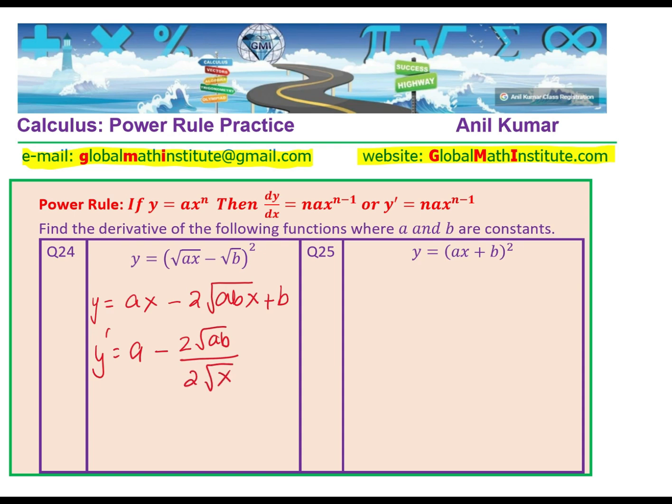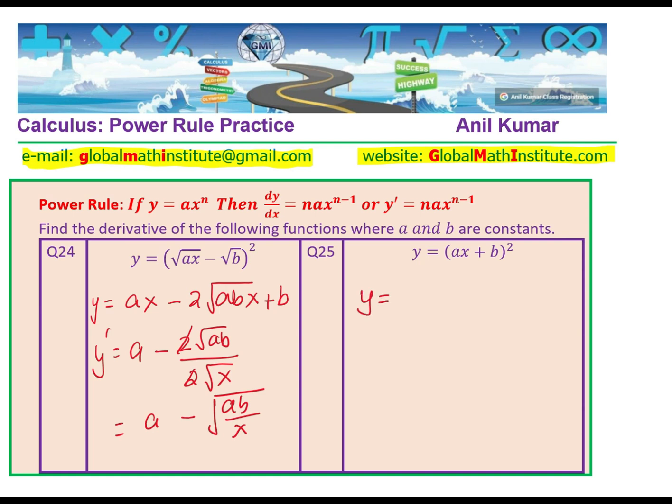And the derivative of b is constant. So 2 and 2 cancel, and we get this derivative as a minus square root of ab over x. Makes sense? So that is how we are going to find the derivative. Perfect. The last question here, simple as that.